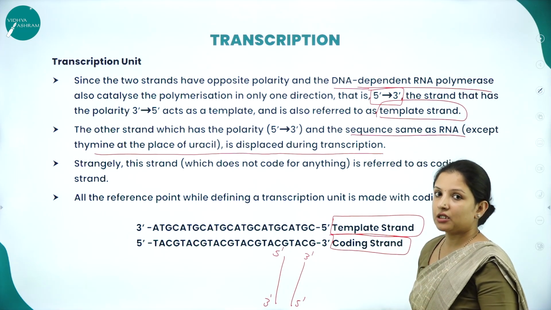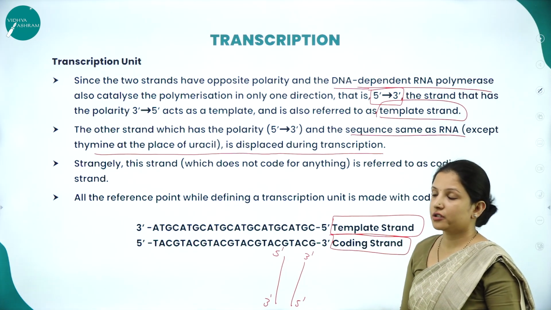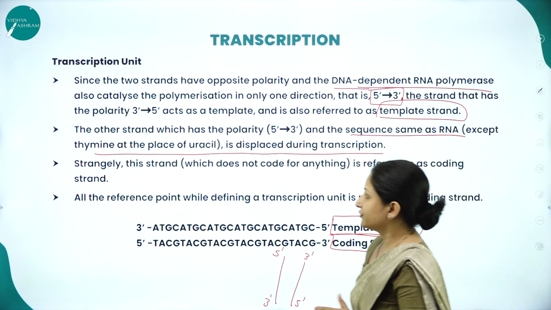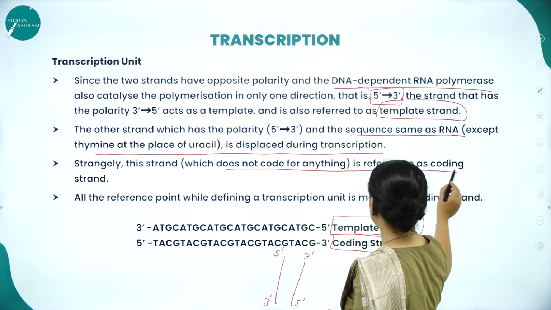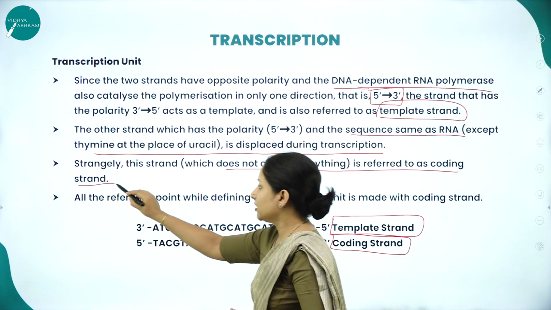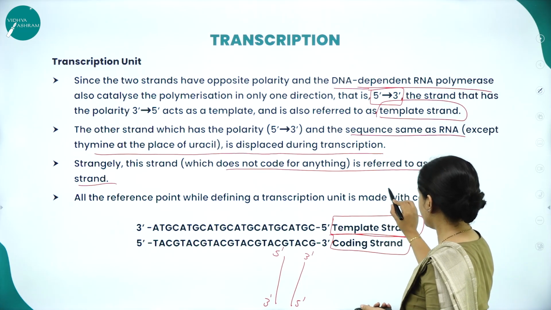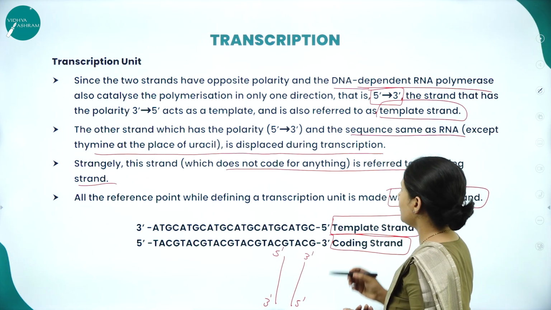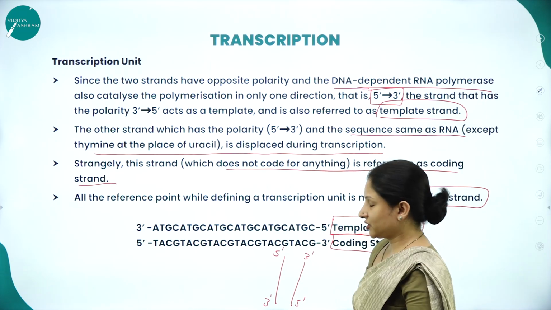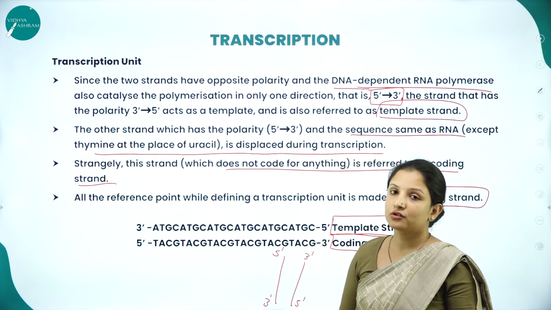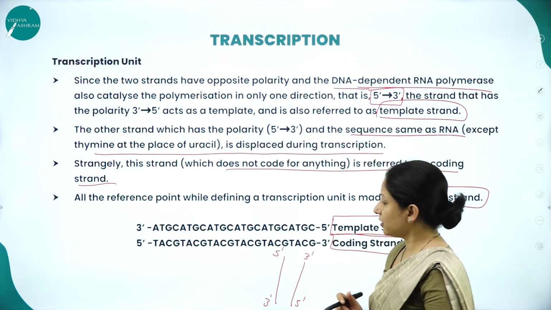All this I've explained earlier while talking about why both the strands are not involved in the process of transcription. So, strangely, this strand which does not code for anything is referred to as the coding strand. Here, all the reference points while defining a transcription unit are made with the coding strand itself. So, always only one strand will participate, the strand which doesn't code for anything. It's not coding for any of the proteins, because for that the mRNA strand will get produced.